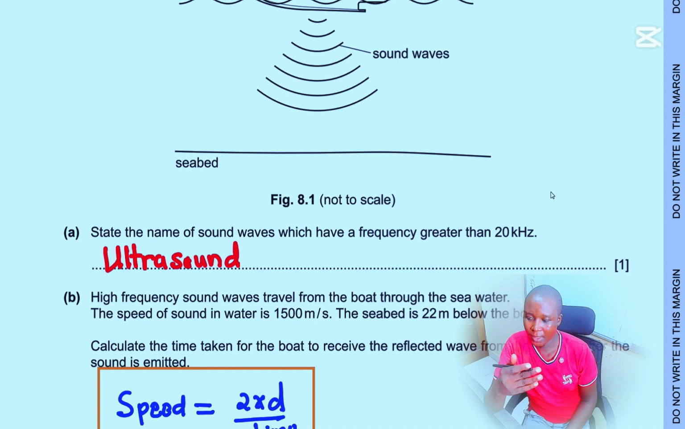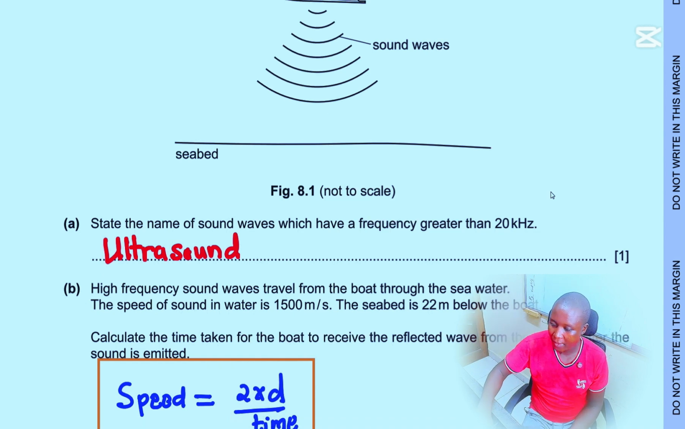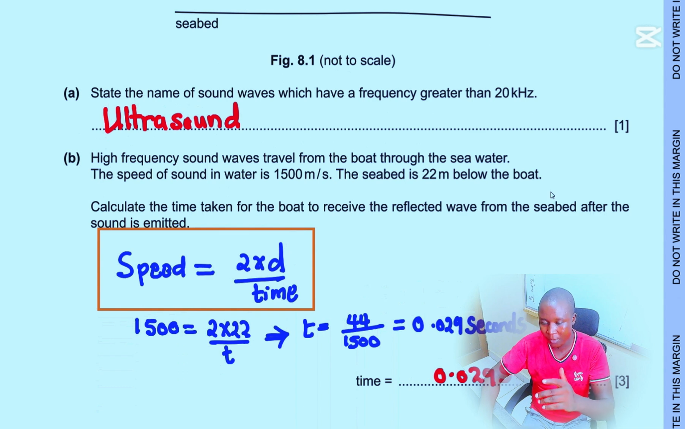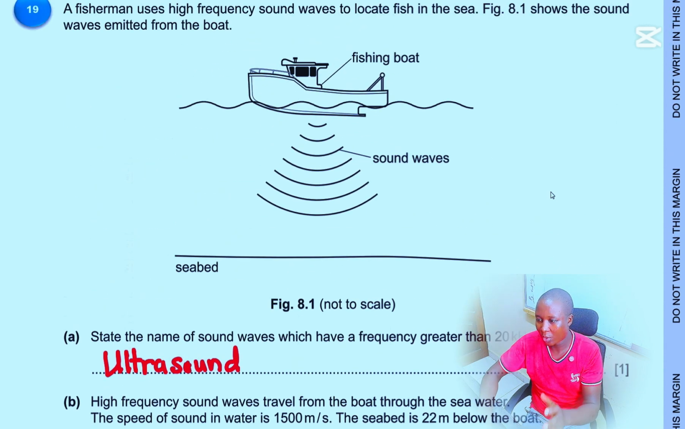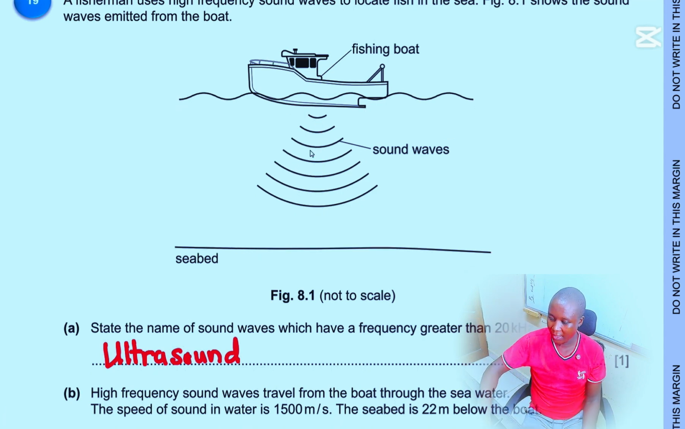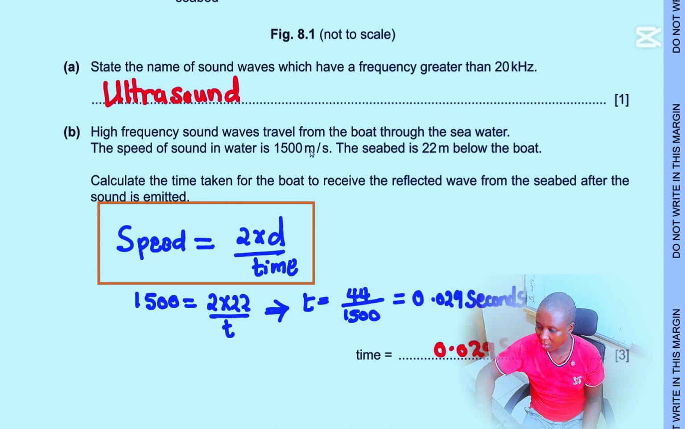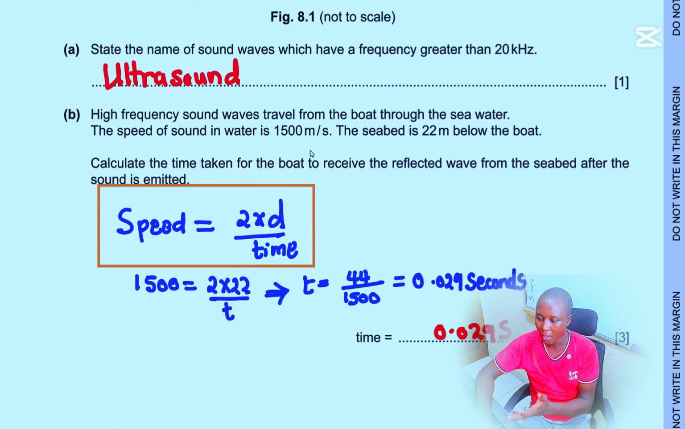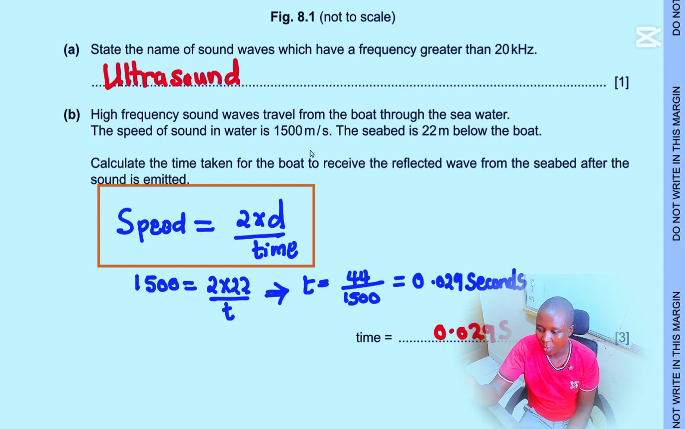At that point, you also need to remember the formula that can be used to determine the depth. Remember, this sound is going to travel to the seabed, then come back, so it covers twice the distance. So speed is going to be 2 times d over the time taken. With the information provided, 1,500, because that's the speed of sound in water, is equal to 2 times 22 over time, so we get our time being equivalent to 0.029 seconds.